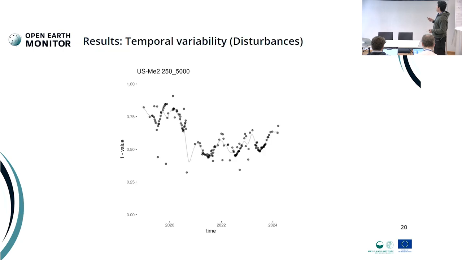On the other hand, we also found that for some sites, we were able to track disturbances. For example, this is a site in the US where you see that in 2021 there were some changes completely in the signal, probably produced by changes in land use or different crops that are used close to the eddy covariance towers.